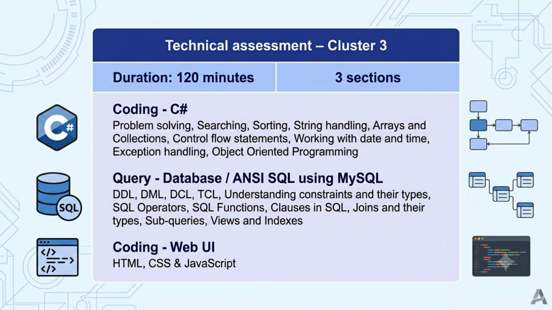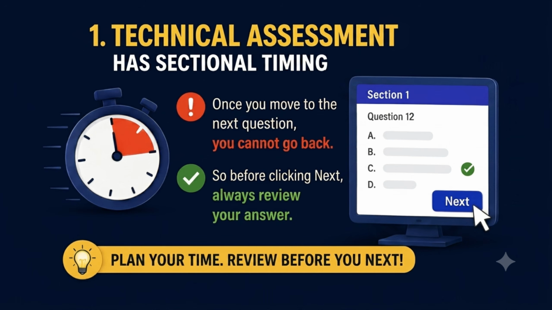One important point, C# has less competition when compared to Java and Python. So if you know C#, then choose C#, because many students don't have much idea on C#. There will be many chances for you to easily get the job. Note this point, every section has a sectional timing and cutoff. So once you move to the next question, you cannot go back. So before clicking next, always review your answer.